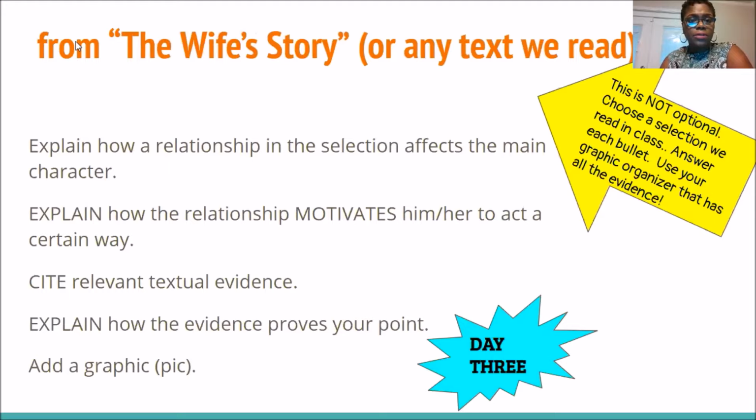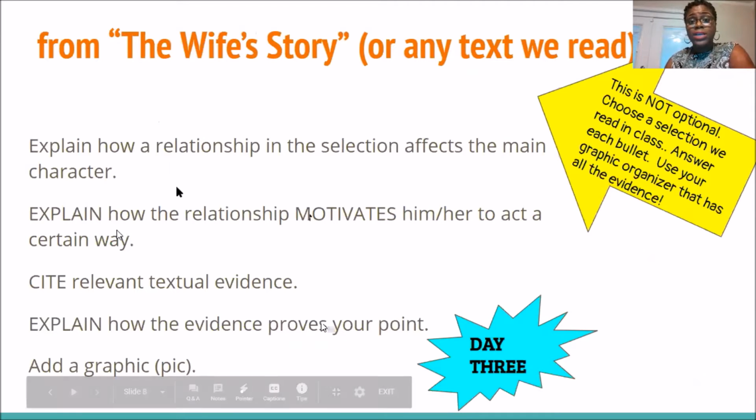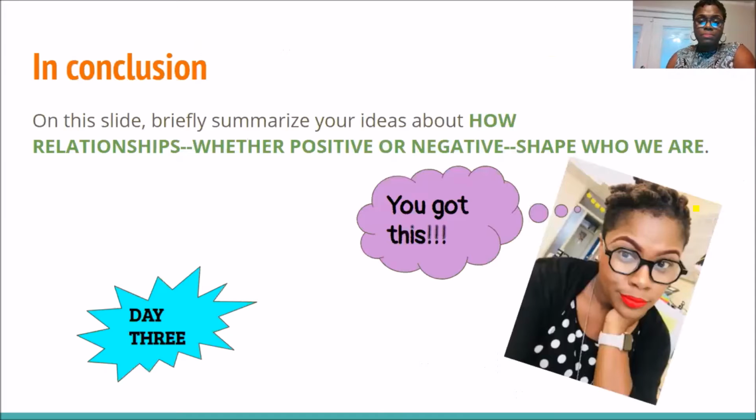Now, another, from the wife story or any text we read, students can choose any text from that salmon color sheet in order to answer these questions. Explain how a relationship in the selection affects the main character. Explain how the relationship motivates him or her to act a certain way. Cite relevant textual evidence. Explain how the evidence proves your point, and add a graphic. Again, the collection is about relationships and how we interact with one another. So students should be able to explain to me or show me that they understand how relationships impact us, as well as show impact in the selections.